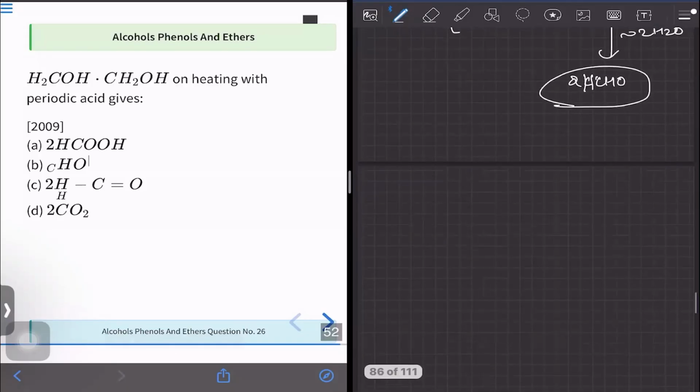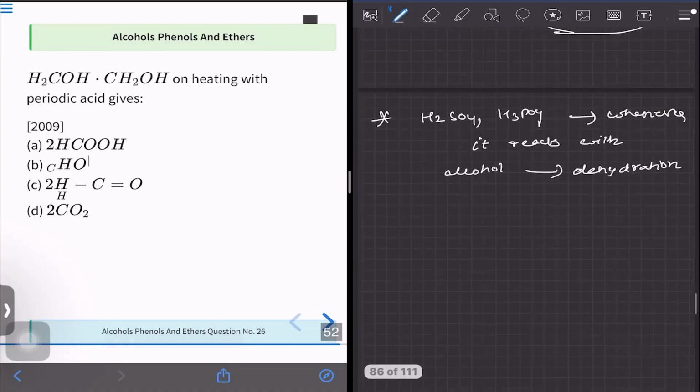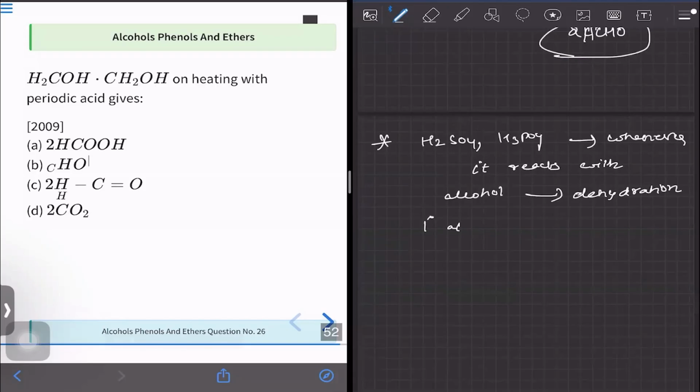We all know that H2SO4, H3PO4, whenever it reacts with alcohol, it undergoes dehydration. Primary alcohol requires more temperature and more concentration of H2SO4 to undergo dehydration reaction.